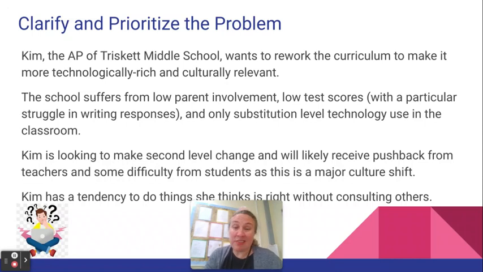Kim is looking to make second level change. Big change. This is a major culture shift. And whenever there's going to be a major culture shift, there needs to be good planning involved. Otherwise, you are going to get pushback. Teachers who have to change too much too fast are unlikely to respond well because they already have so much on their plates. The other big problem is Kim has a tendency to do things she thinks is right without consulting others, and that is something that she needs to break.